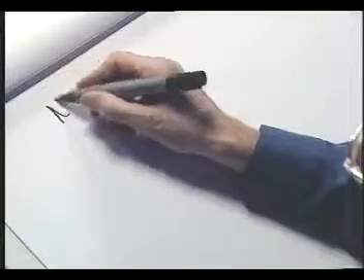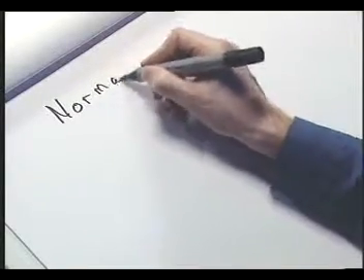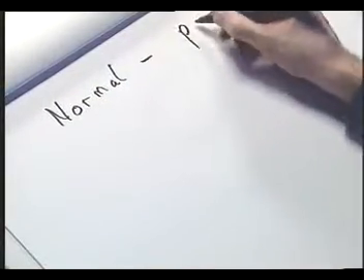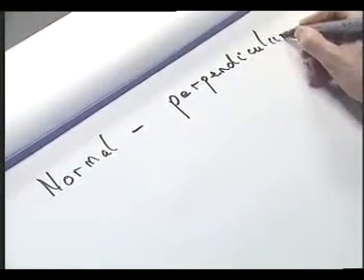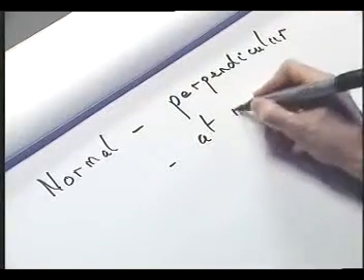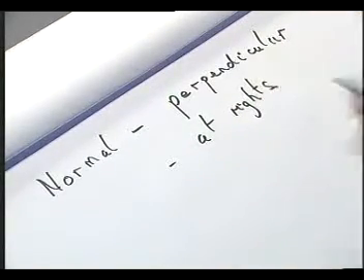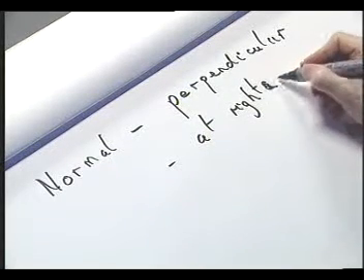Let's take another example, and this time I want to introduce the word normal. What's a normal? Well, we tend to think of the word normal in English as meaning the same, everything's all right, it's usual. But in mathematics, the word normal has a very specific meaning. It means perpendicular, or at right angles.